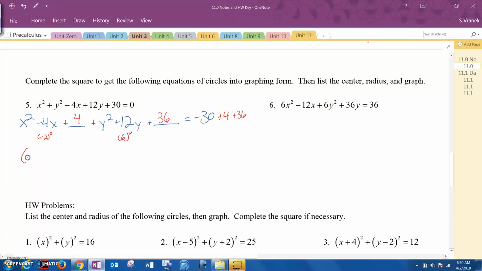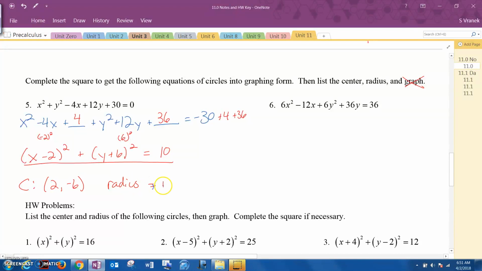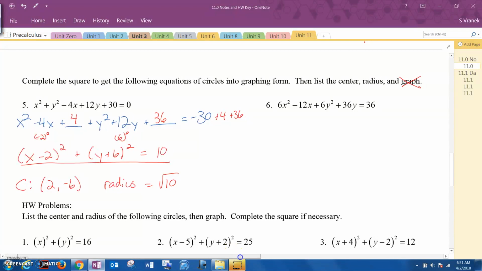So now I can write this in factored form. I get x minus 2 squared plus y plus 6 squared equals 10. So that is a circle equation. We're not going to graph these because we don't have room, so we're just going to write the information. The center is at 2 comma negative 6, and the radius, be careful, is equal to the square root of 10. Remember, it's the square root of that number. Alright, so that's how you do that.